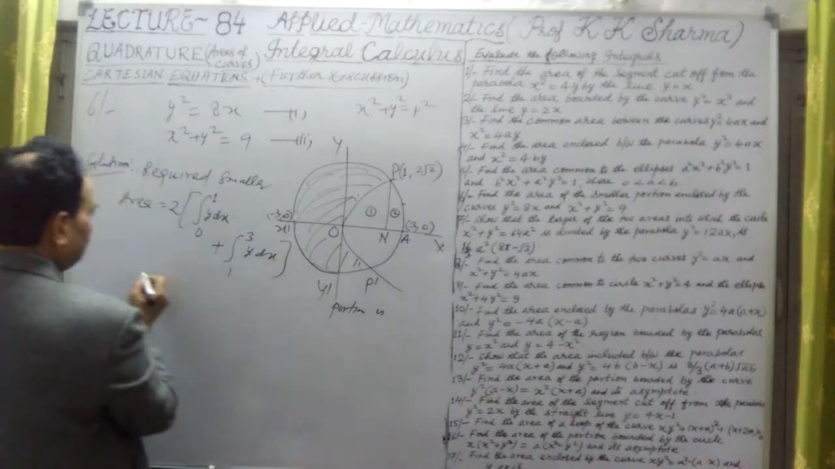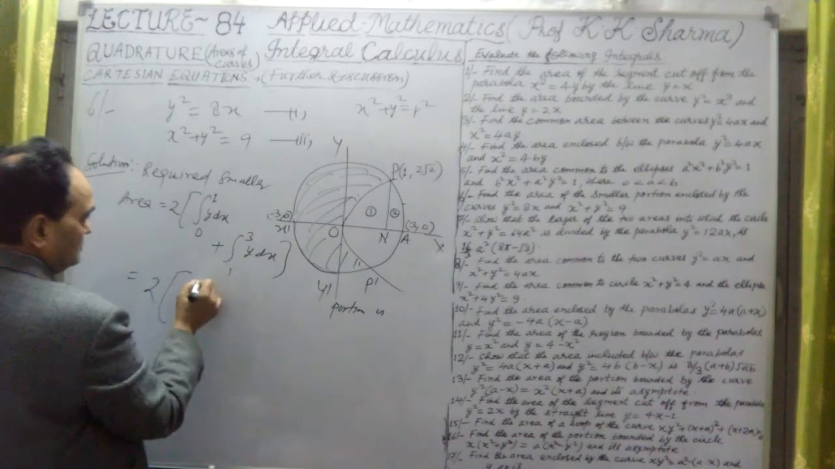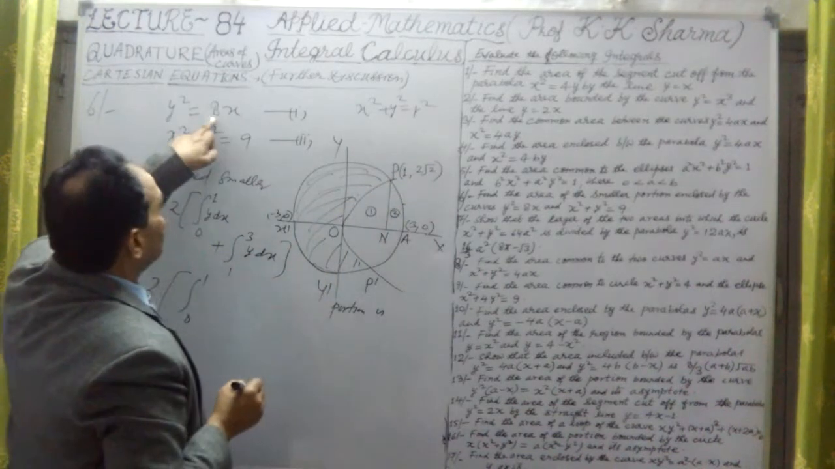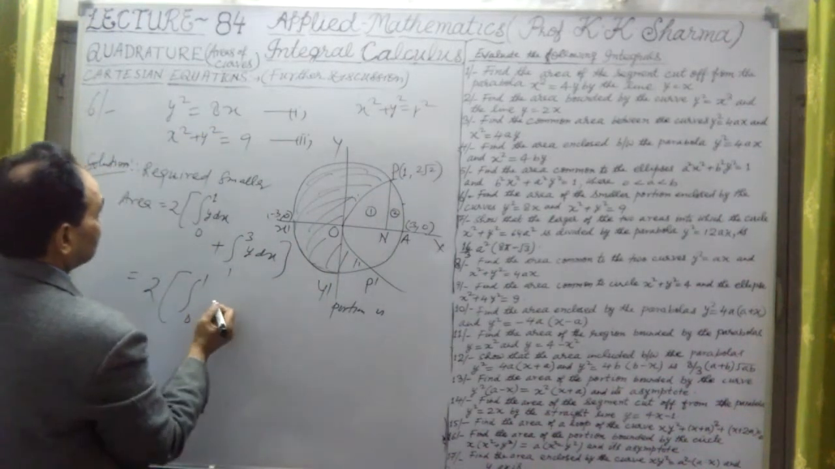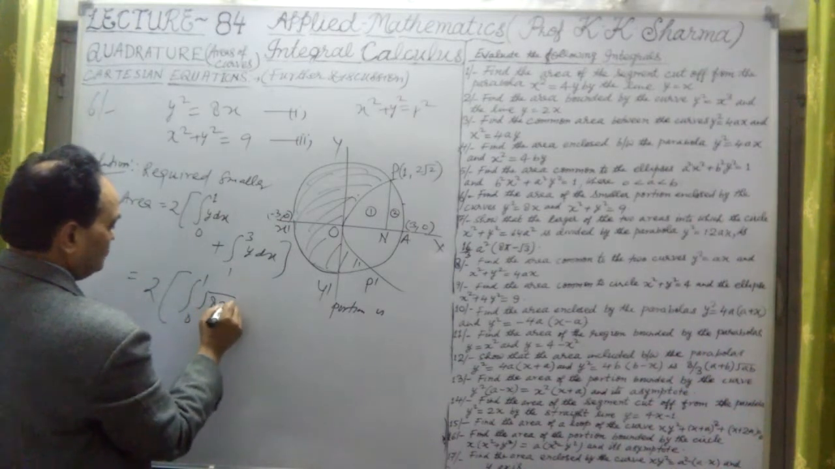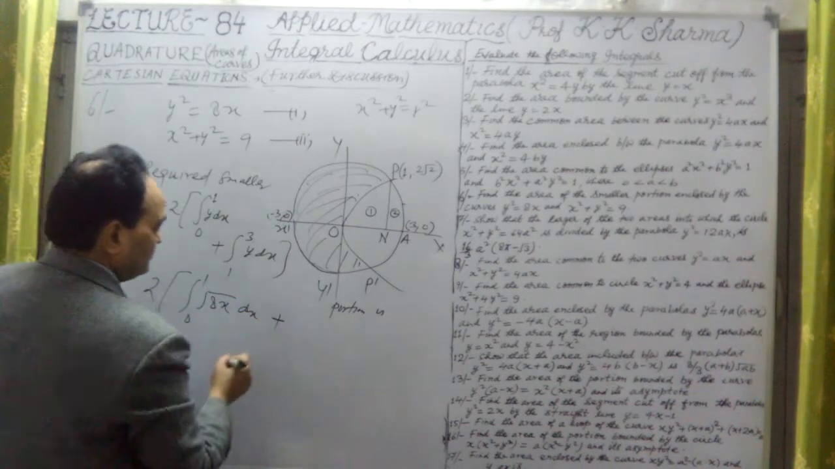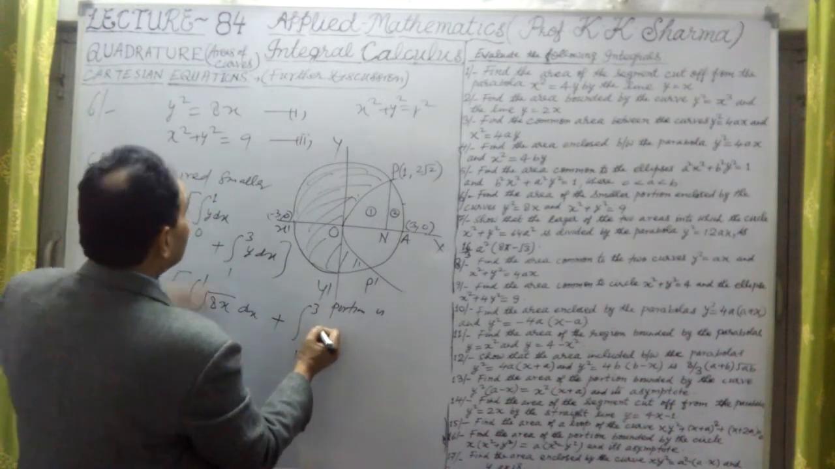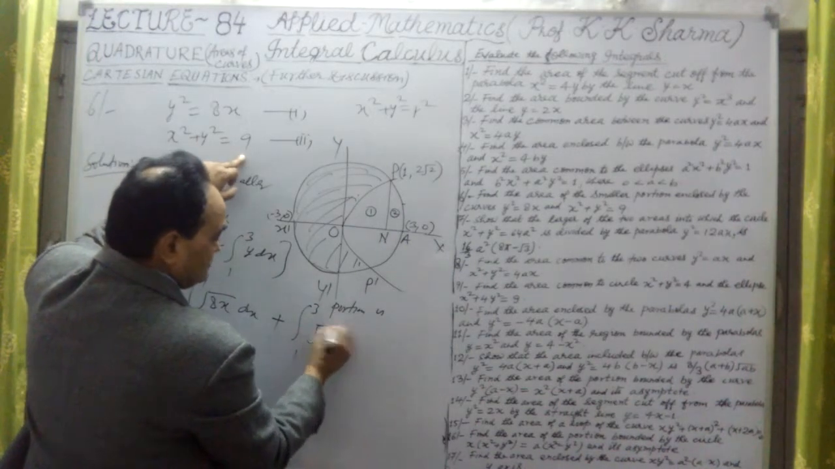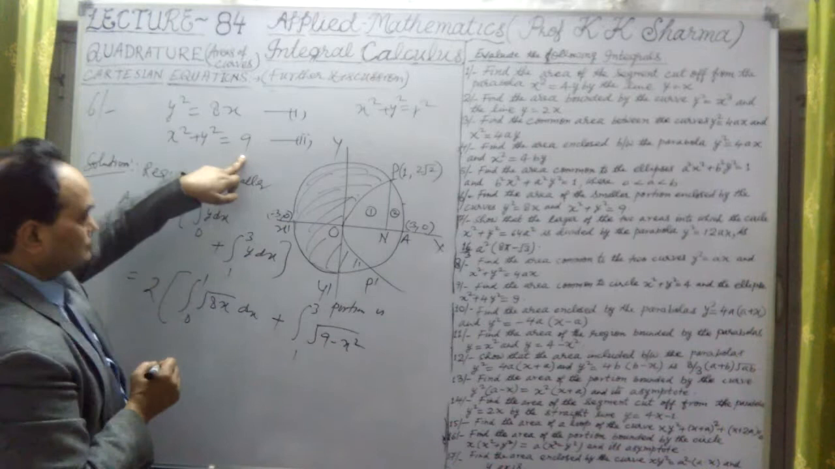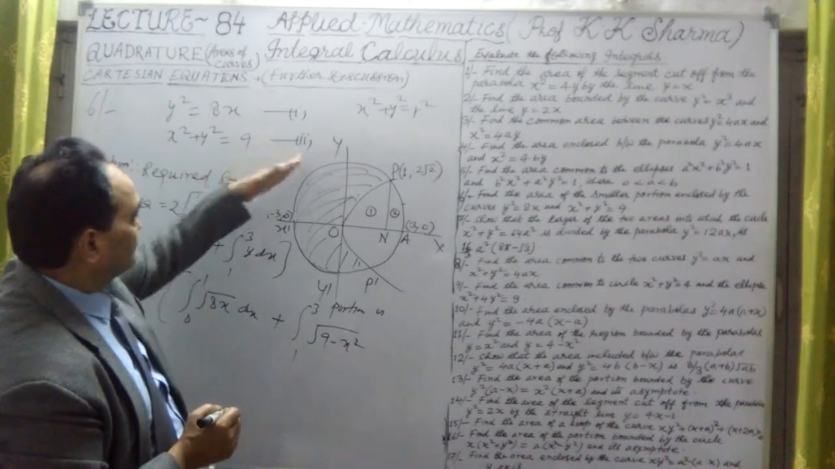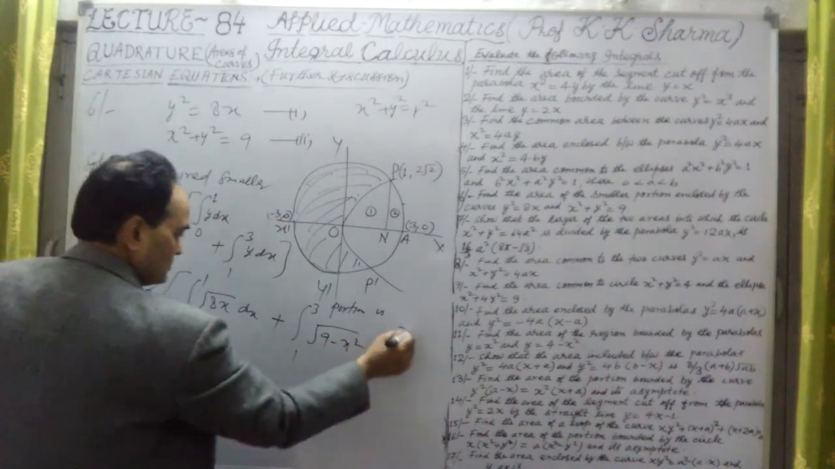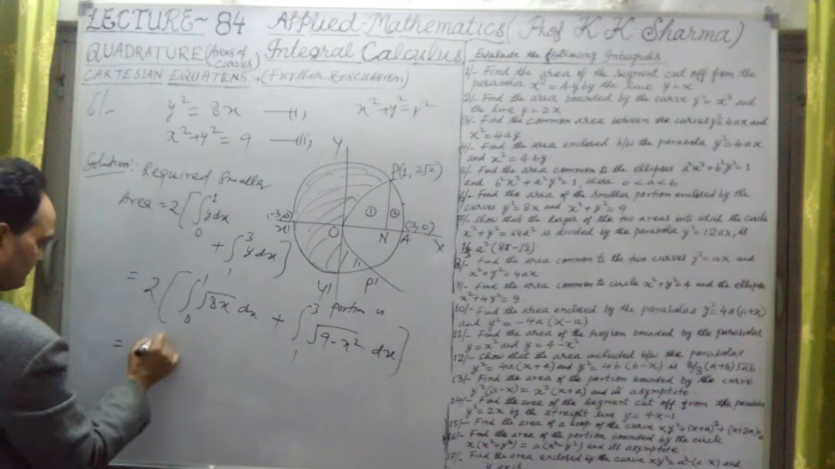So this will give us the total area, with x from 0 to 1. The value of y for the parabola, y is under root of 8x, is the square root of 8 into x dx, plus this from 1 to 3 limits, and here it is under root 9 minus x square. y square is equal to 9 minus x square, so y is the square root of that. This is from the circle. Okay, complete. Now let us integrate them.